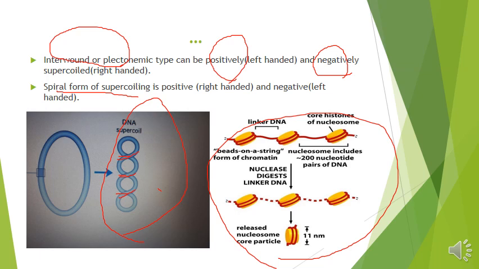actually it is further coiled around this histone protein in a left-handed, or anti-clockwise, direction, so it will produce negative supercoiling. But if it were further coiled around this protein in a right-handed fashion, it would produce positive supercoiling. So it means that positive and negative supercoiling are in opposite form in interwound as compared to the spiral form of supercoiling.